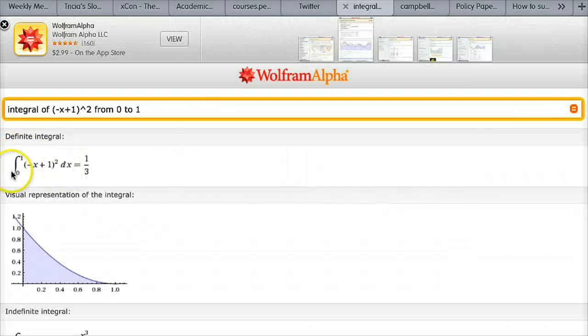And it gives me the answer. This is exactly what it looked like. From English, it made the math. It gave me the answer, 1/3.